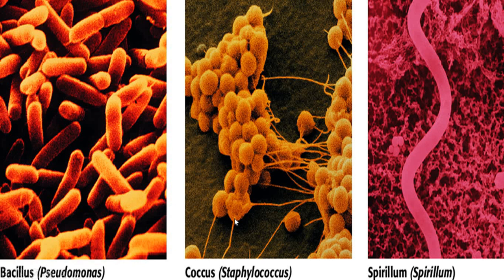First one, we call it cocci. The singular is coccus, like a certain bacteria known as staphylococcus. The second shape, bacilli, singular, bacillus, like bacteria called Pseudomonas. This is its shape. The third shape is spirochetes or spirillum, like a bacteria known as spirillum.